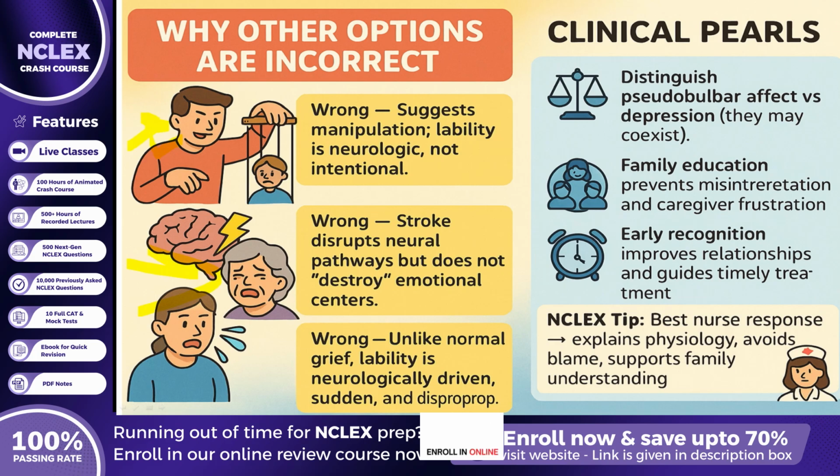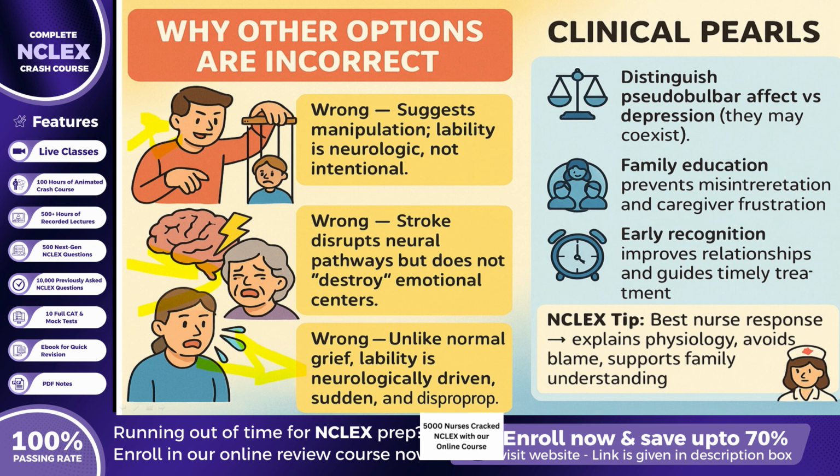Finally, Option 4 is not the best choice, because although it is true that many individuals become emotional after life-changing events, what differentiates post-stroke lability is that the outbursts are neurologically driven rather than purely psychological. Unlike situational grief, these episodes appear abruptly, are disproportionate to the environment, and resolve quickly without linkage to actual mood.